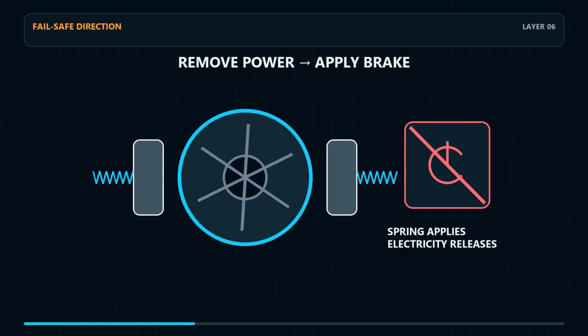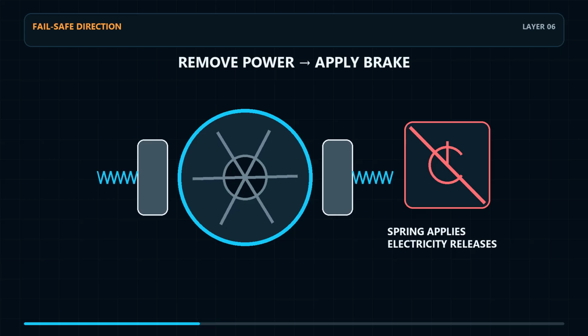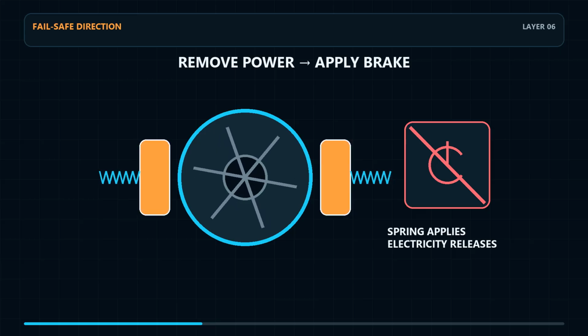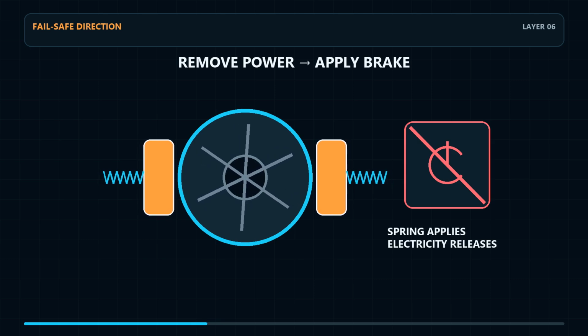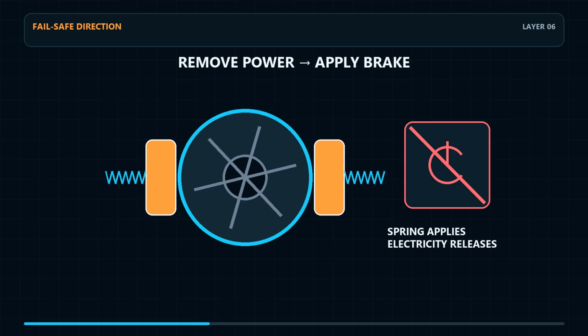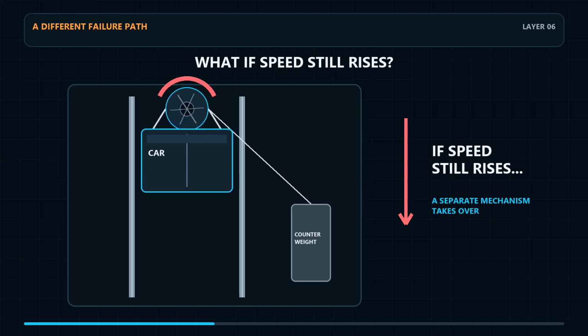The car may stop between floors and require a controlled rescue or backup system, but loss of ordinary electrical power is not permission for the machine brake to let go. A backup device may move the car later. The brake's fail-safe direction comes first. That brake is powerful, but the safety case cannot end there.